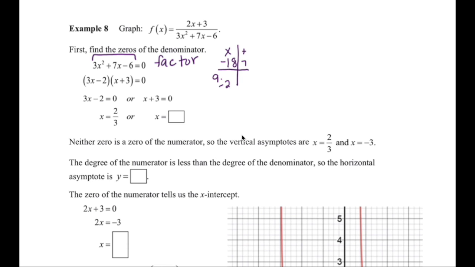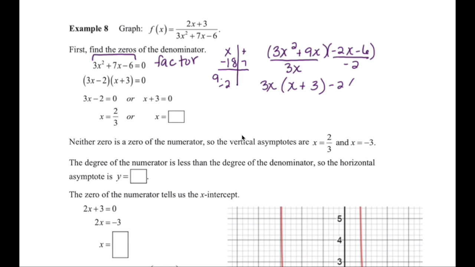I'm going to rewrite this as 3x squared plus 9x minus 2x minus 6, kind of grouping two that have common factors together. The ones on the left are divisible by 3x. So when I divide by 3x, I'll have x plus 3. When I divide the right side by negative 2, I have x plus 3. They have a common binomial, which I'll factor out as x plus 3, and then I'm left with 3x minus 2. I set them both equal to 0.